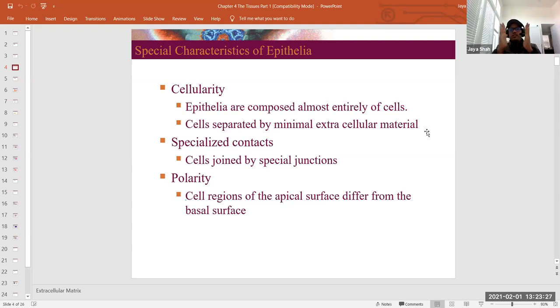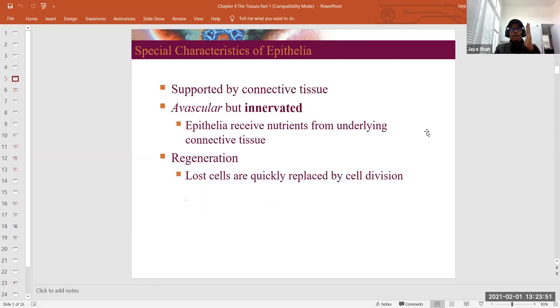When two cells in the epithelial tissue come in contact with each other, they have a special junction between them. We're going to talk about that later. Polarity: the cell regions of the apical surface differ from the basal surface. The apical surface is outside, the basal surface is inside. Let's see in the diagram where you're going to understand better.